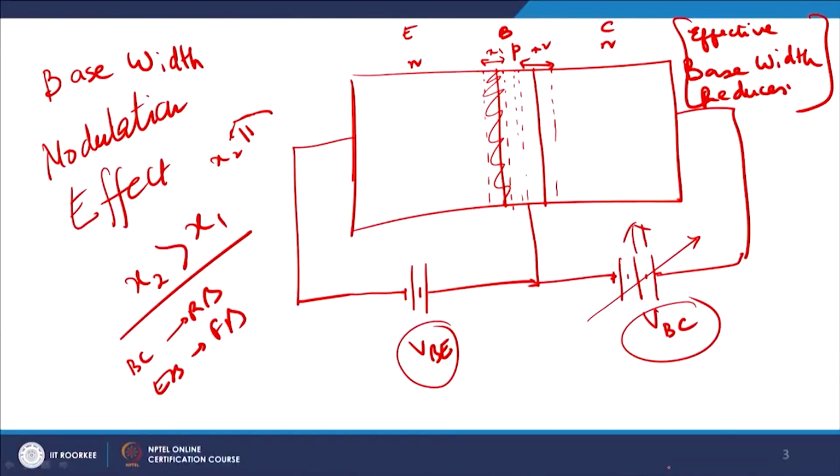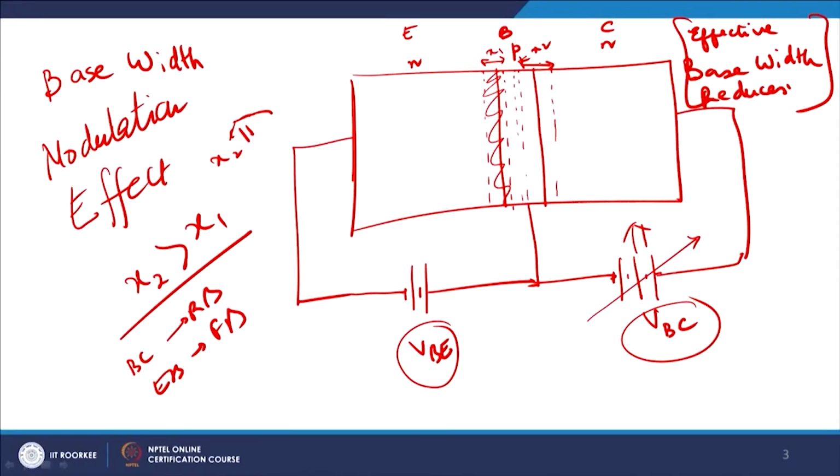What will happen therefore is that as you increase the value of VBC, the base to collector voltage, since it is a reverse bias base to collector voltage, as you make the base to collector voltage go higher and higher, the depletion width on the base to collector region will also increase. As a result, the depletion width on the base to collector junction will eat away into the active area of the base.